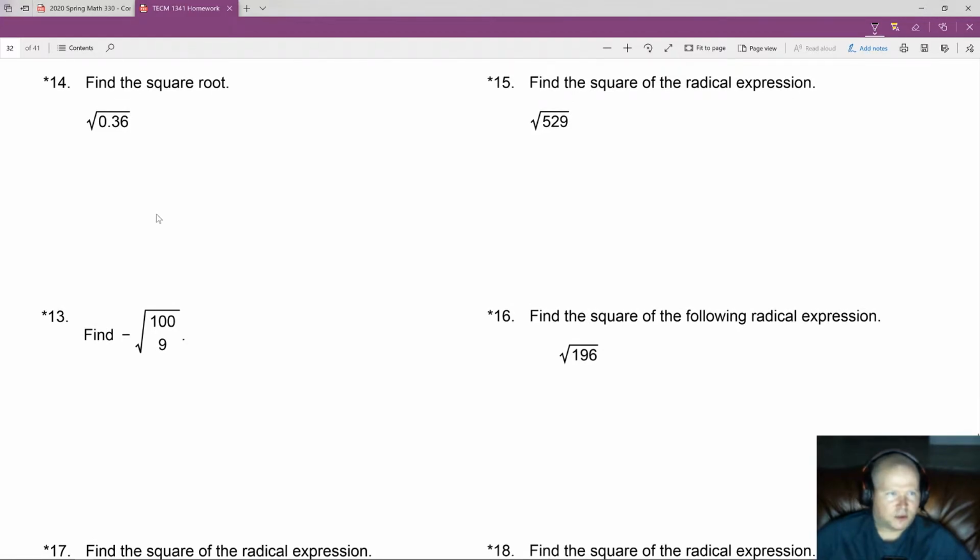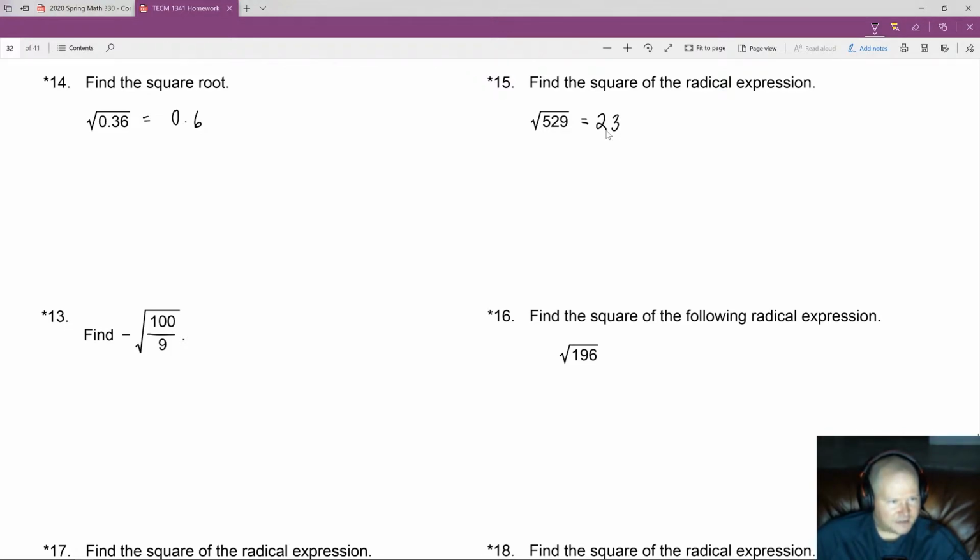Next, we want to find the square root of 0.36. We could use a calculator for that, and that would actually give us 0.6. Next, we want to take the square root of 529. Find the square root of the radical expression. Excellent. So we have a 23. Let me just do that on the calculator.